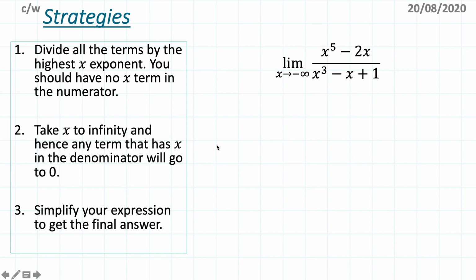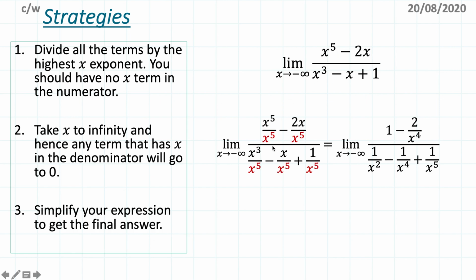Let's try another one. You can try this on your own. Maybe try the first 2 steps on your own, and then I'm going to explain the 3rd step. So the highest power is 5, so I'm going to divide every single term by x to the power of 5. And once I do that, I'm going to cancel things out. Notice this time I'm taking the limit to negative infinity just to spice things up. This will cancel out to a 1. This will simplify to 2 over x to the power of 4. This will simplify to 1 over x squared, and so on. So no x in the numerator, that's all good.